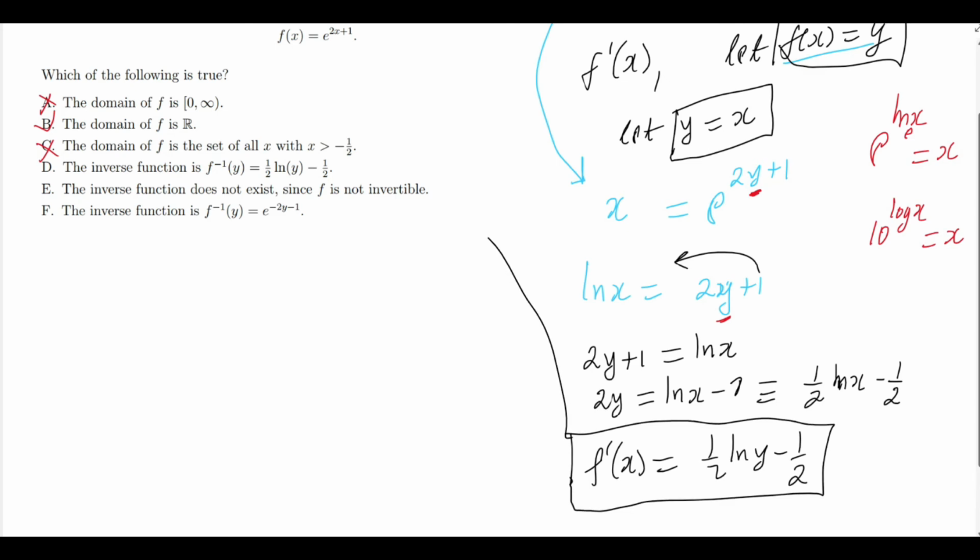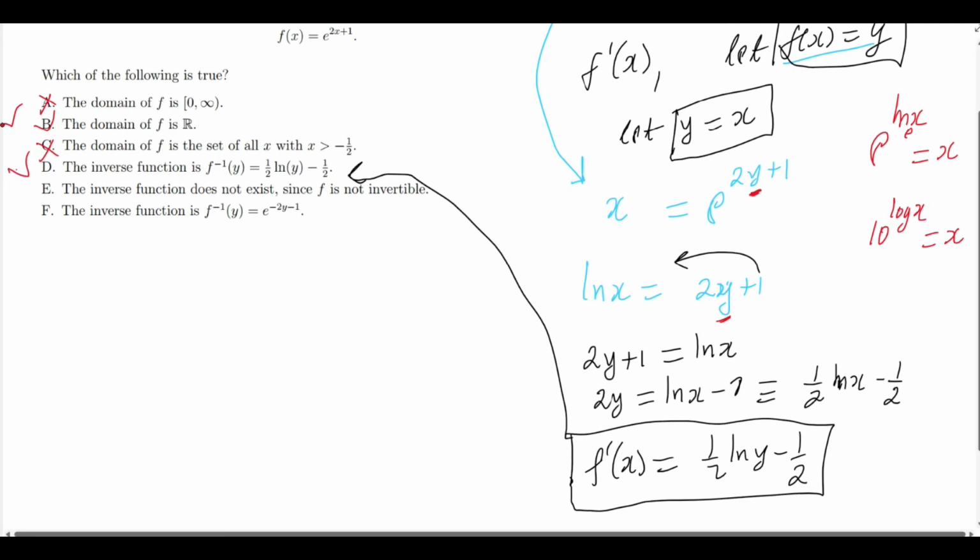We are now going to compare this with the function given to us. Comparing, we see that it's a half ln of y minus a half, which is correct. So this option is the correct option. Yep, so D is correct.